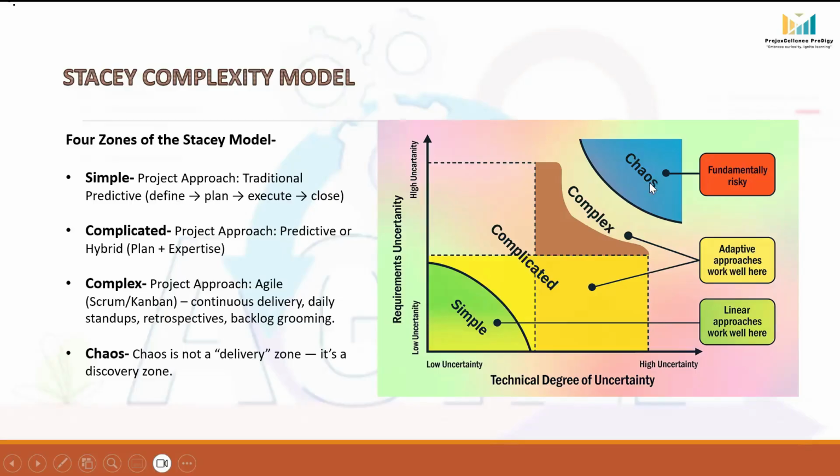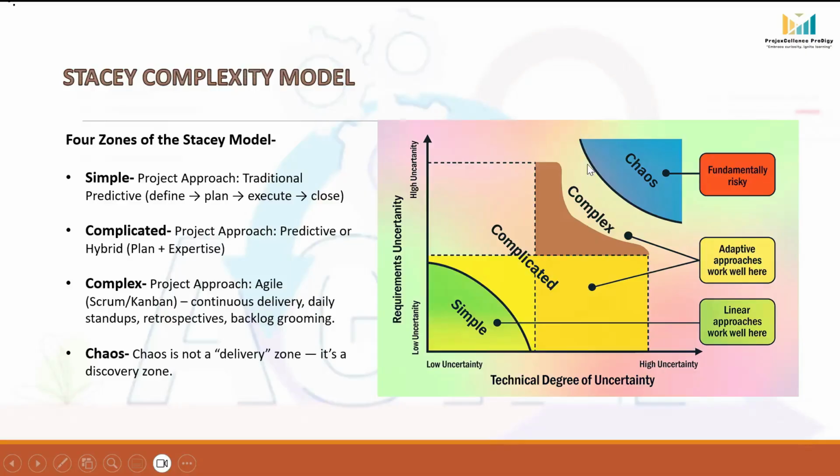And the last zone is chaos, fundamentally risky. Chaos is not a delivery zone, it's a discovery zone. Why? On the x-axis, the degree of technical uncertainty is very high. We don't know how to build or solve it technically. Tools, methods, or technology may be untested, volatile, or non-existent.